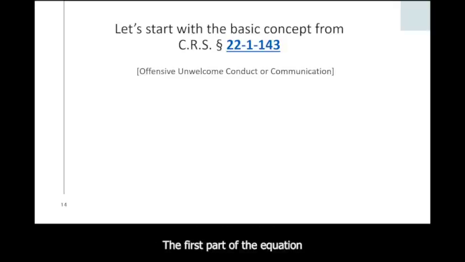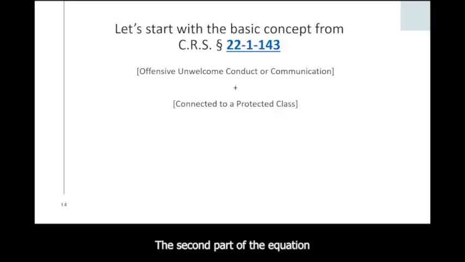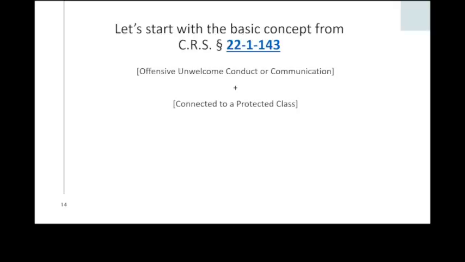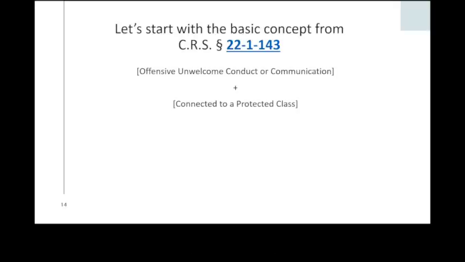The first part of the equation is offensive and unwelcome conduct or communication. Not to worry, we are going to unpack each of these in the upcoming slides. The second part of the equation is that the conduct or communication is connected to a protected class. You are going to learn a lot about protected classes today.